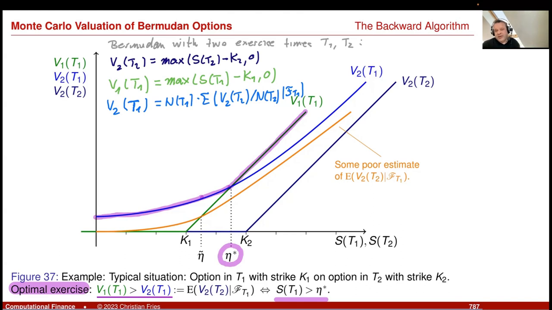So now what happens if I do not have an exact formula for this conditional expectation operator? In Black-Scholes, I have an exact formula. I can just compare the underlying to the Black-Scholes formula and decide by that. But what if the E is, say, some poor estimate? So now here, this orange line is an estimate of the V2 of T1, which has maybe some approximation error. In this example, it lies a little bit below.